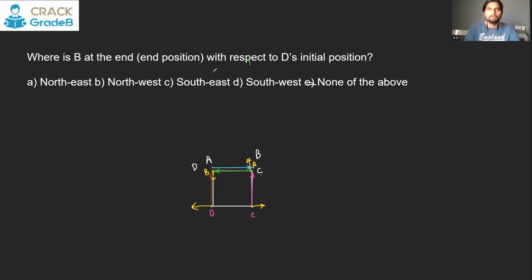Where is B at the end position with respect to D's initial position? D's initial position was this, and B's final position is this. It is the northeast direction. So answer will be northeast.